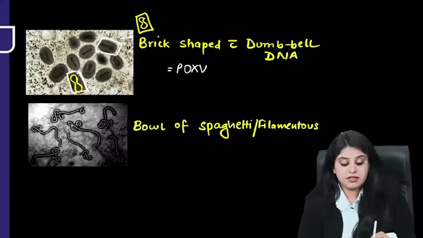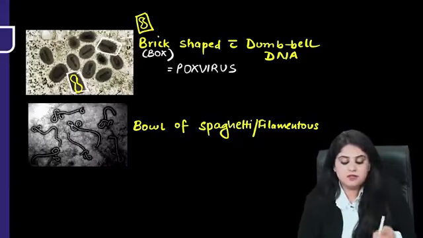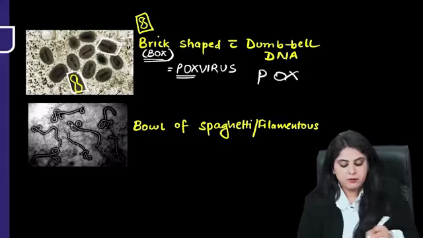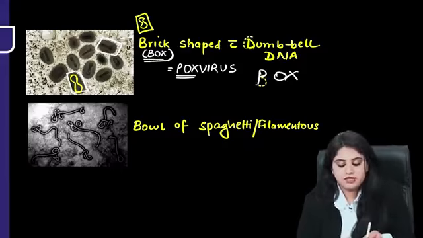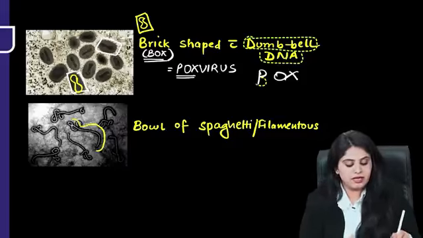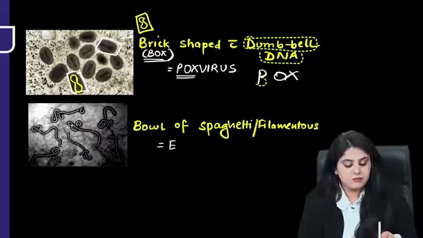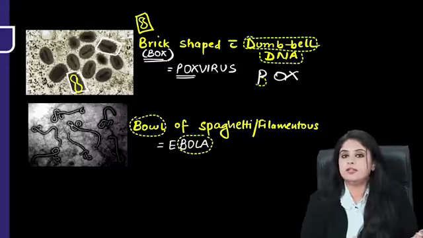How have I learned it? That instead of brick, can I write box? Yes, I have learned pox is a box. Pox is going to be a box-shaped virus and the box is very, very heavy. Why is the box heavy? Because the box has a dumbbell inside it. Always learn it like this. Coming to the next one. What is this looking like? A bowl of spaghetti pasta. What is that virus? Ebola virus. Easy way of learning. Ebola is going to look like a bowl of spaghetti or filamentous.